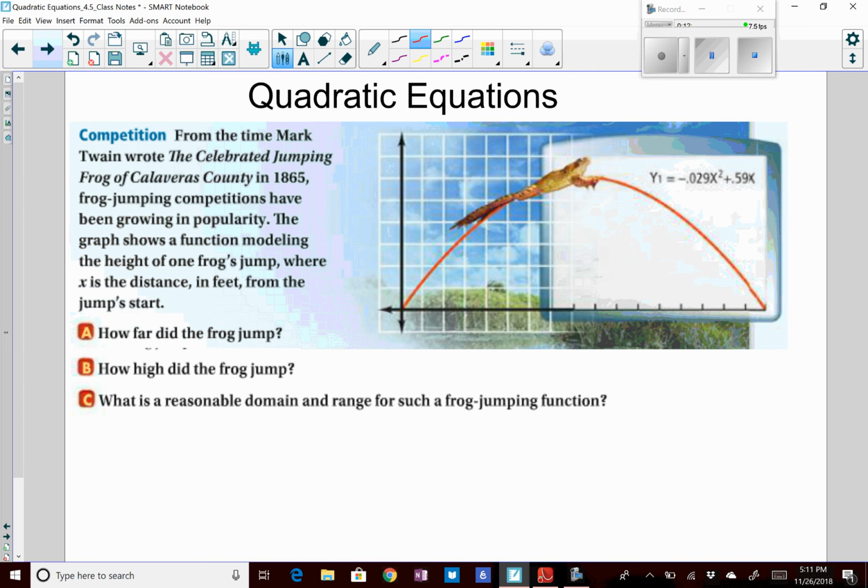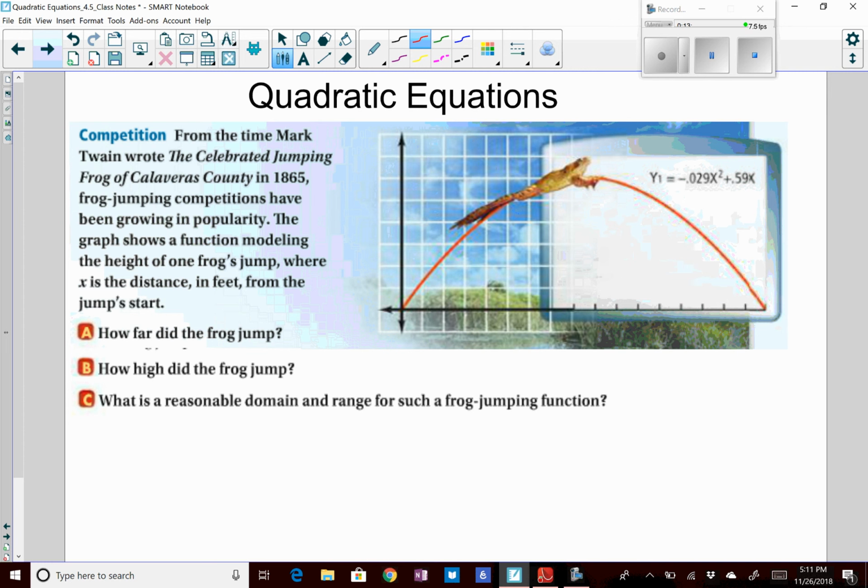All right, so here's a little application of a quadratic equation. They talk about the celebrated jumping frog of Calaveras County that Mark Twain wrote in 1865. And they tell us that frog jumping competitions have been growing in popularity. The graph shows a function modeling the height of a frog's jump. X is the distance, and Y is the height.